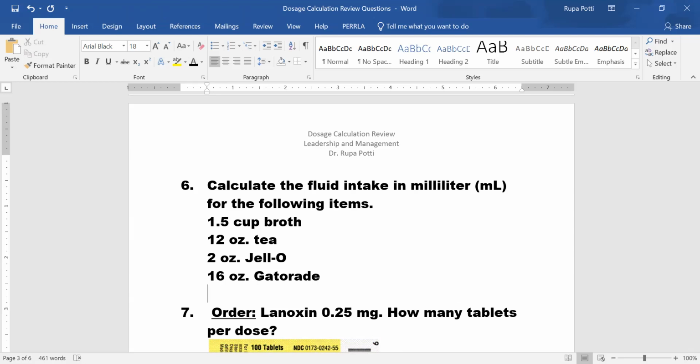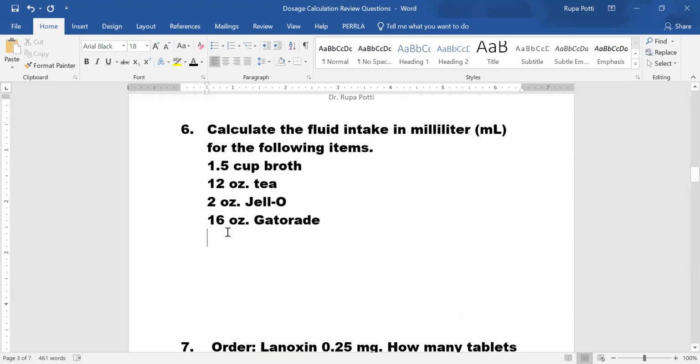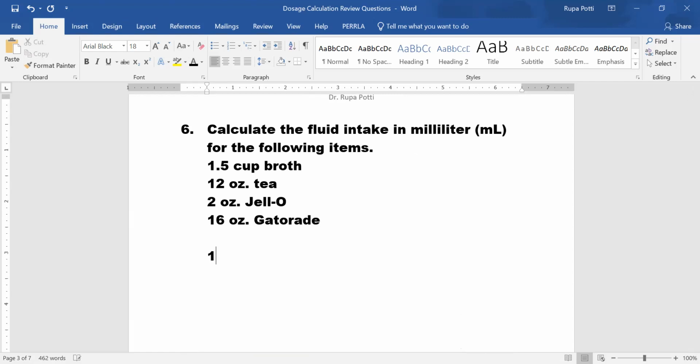Again, 1 cup is 240 ml. These are the numbers that you have to memorize. There is no way of getting around these memorizations. As we add in the numbers, 1.5 times 240 is equal to 360 ml.